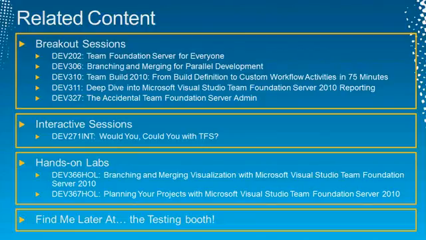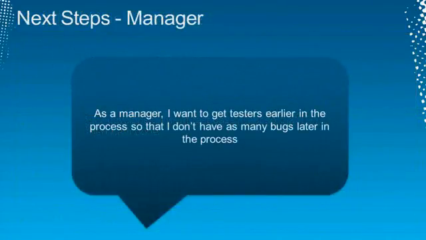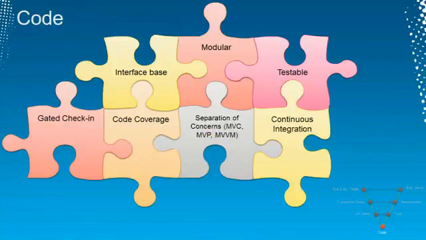On the code slide, you had the gated check-in and you had continuous integration. We do continuous integration and are thinking about switching to gated check-in. What are the benefits of combining those?